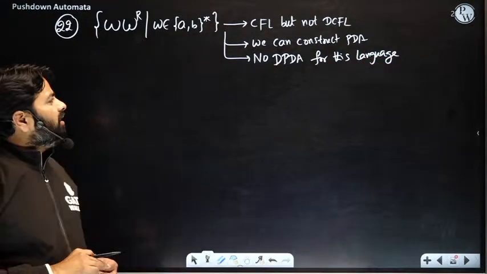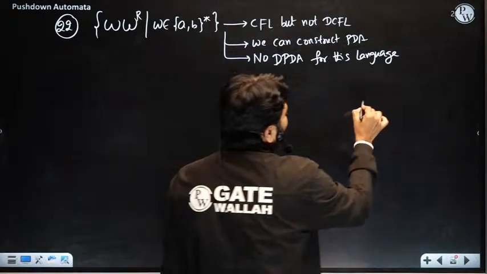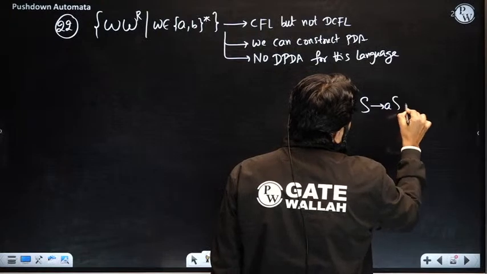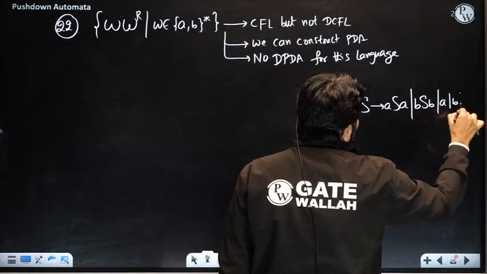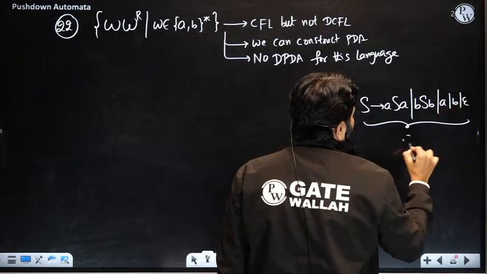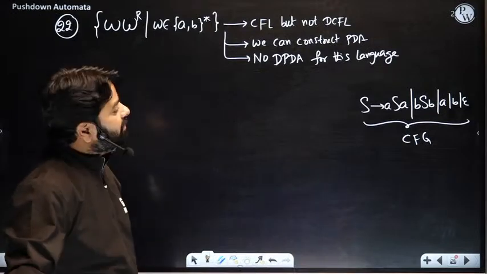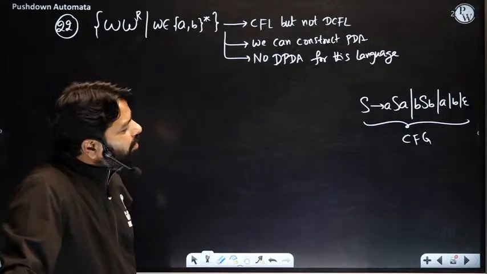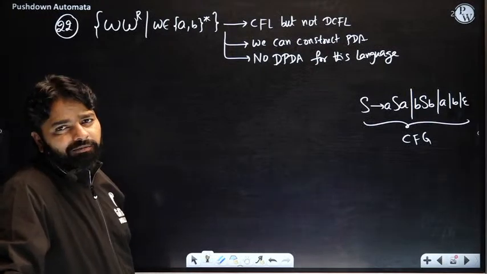Okay. Now how do you do that? Grammar, you know, grammar is very simple. You have seen that, right? S goes to A S A or B S B or A or B or epsilon. So this is a context free grammar for this language, no doubt, right? Every context free language has a context free grammar. But the problem is, what is a pushdown automaton? We don't have any deterministic one for PDA.